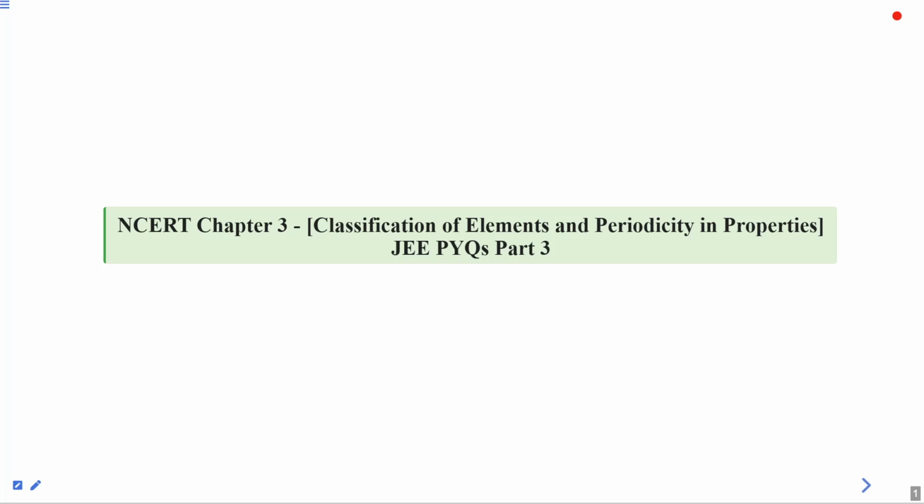So today we will see the JEE PYQs part 3 of the same chapter, Classification of Elements and Periodicity in Properties, chapter number 3.